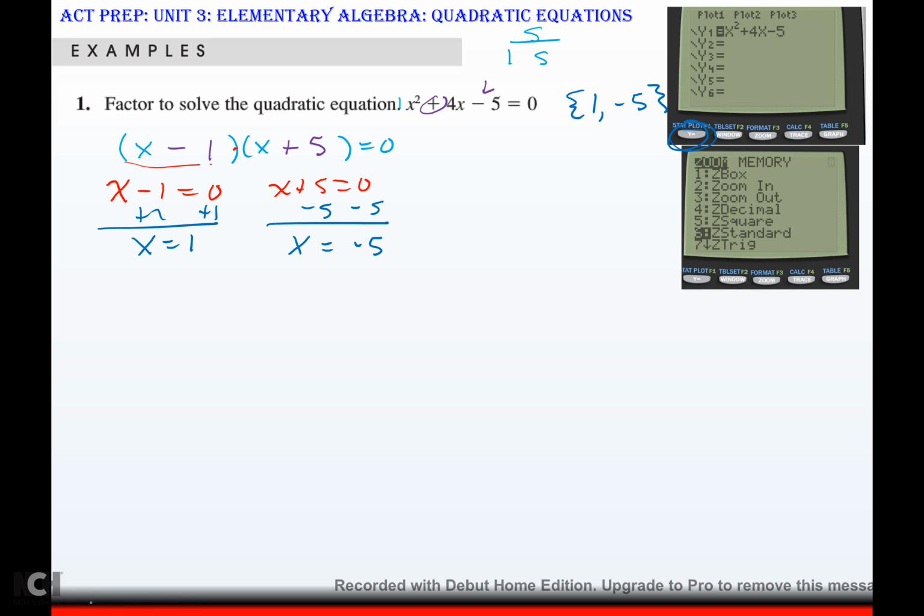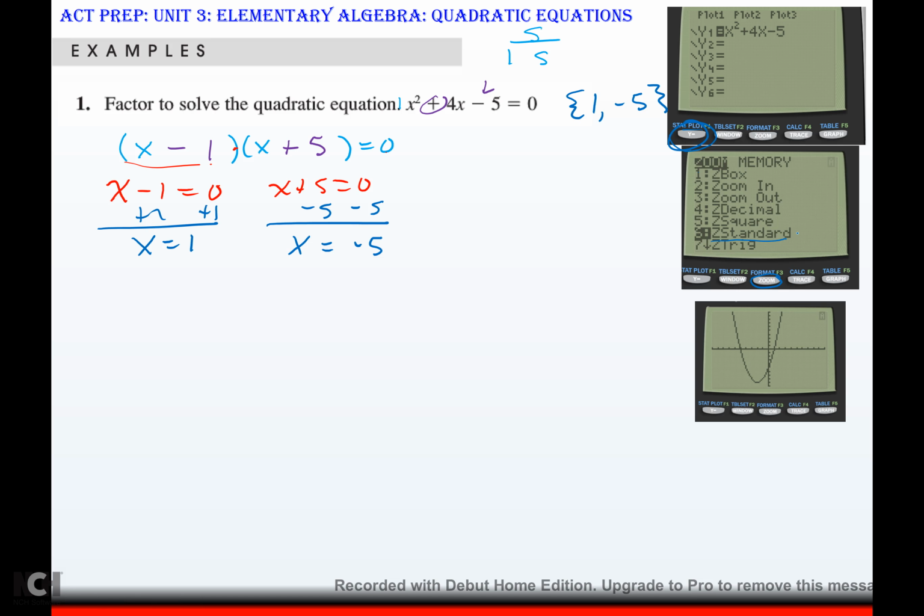Okay, and I do a Zoom 6 to get a standard window. So I hit the Zoom key right here and I choose choice 6 to get a standard window. So there's my parabola. There's a graph of that equation. And my solutions, I've got one right there and one right there.